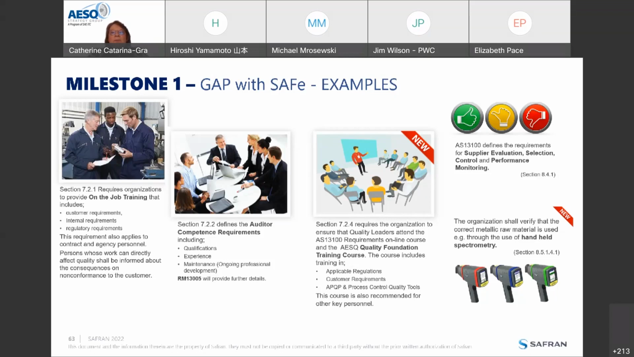We have in section 8 some additional requirements that were not exactly the same way in SAFE with supplier evaluation and selection control and performance monitoring. And of course, also a little example, the use of handheld spectrometry was not required either in SAFE. Next, please.